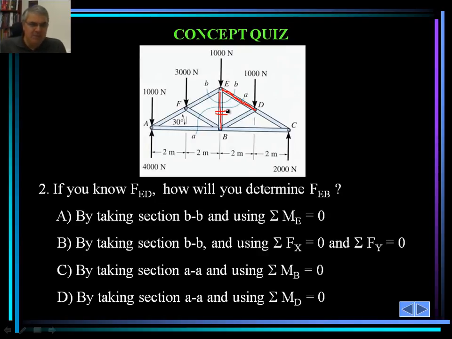Options: by taking section BB and using summation of moment about E, setting that to 0; by taking section BB and using summation of forces in the X is 0 and summation of forces in Y set to 0; by taking section AA and using summation of moment about point B, set to 0; by taking section AA and using summation of moment about point D, set to 0. The correct answer here is actually B: by taking section BB, using the summation of forces in the X set to 0, and summation of forces in the Y set to 0. But try it and see if you can actually do that.